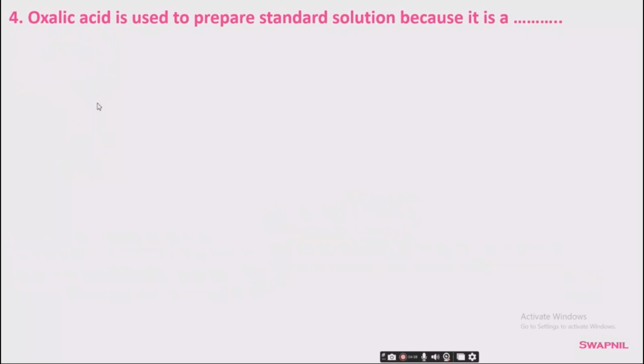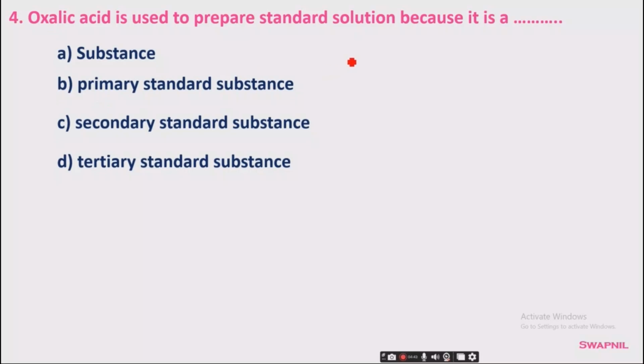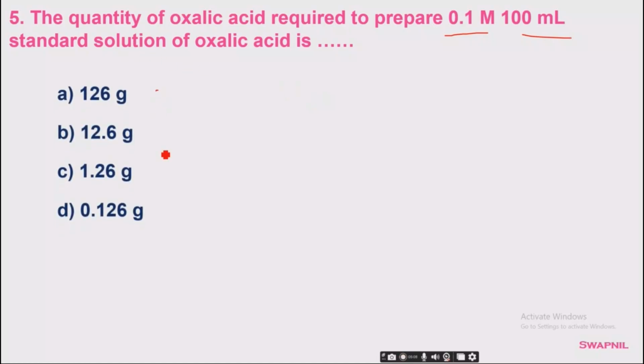Oxalic acid is used to prepare standard solution because it is a, and these are the options. So the correct option is option B, that is primary standard substance. So next, the quantity of oxalic acid required to prepare 0.1 molar 100 ml standard solution of oxalic acid is, and these are the options, and the correct option is option C, that is 1.26 gram of oxalic acid.